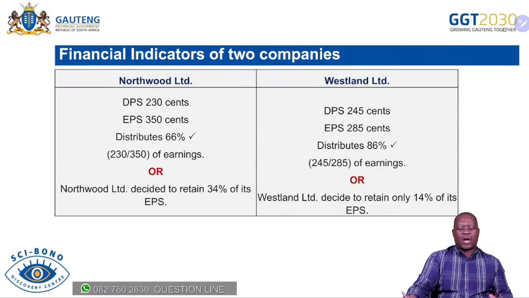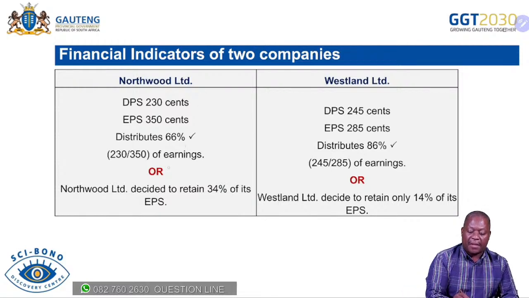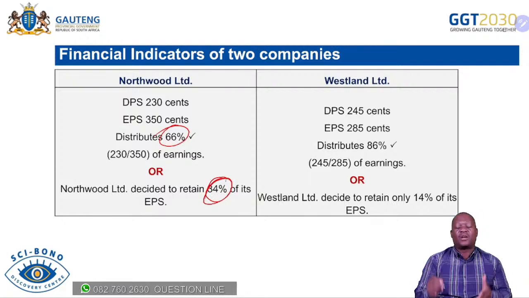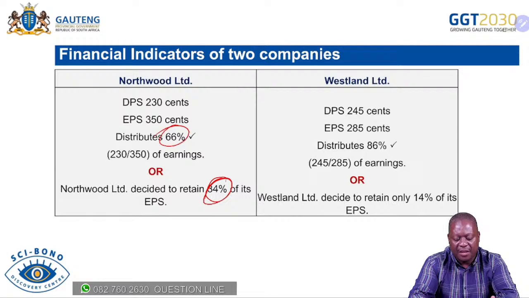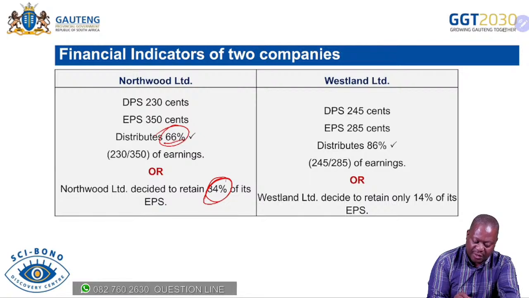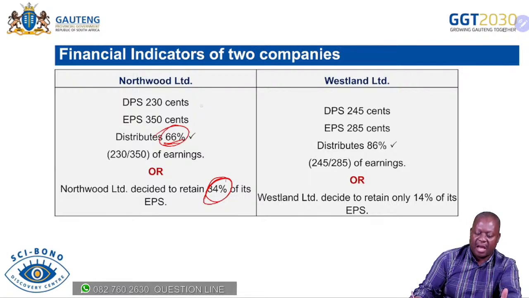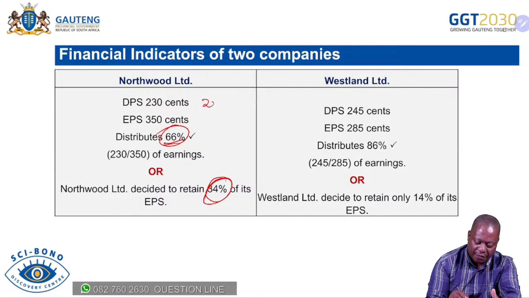Now, it goes down to Northwood Limited. They are distributing 66%, which means they are going to retain 34% of their earnings as retained income. And how did we get 66%, by the way? Dividends per share divided by earnings per share multiplied by 100 gives the payout rate. 230 divided by 350, we multiply by 100, and we are getting 66%.